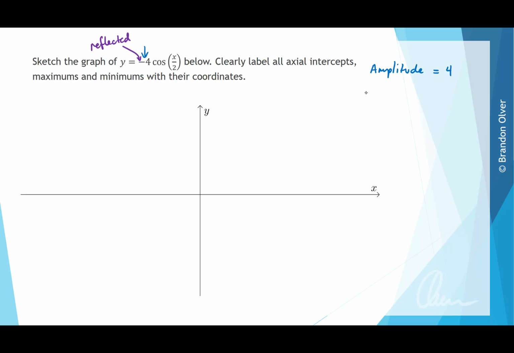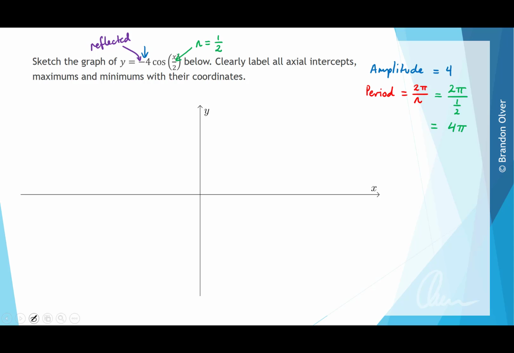The other thing we need to consider is the period. And that is equal to 2 pi divided by n, where n is the value that's multiplied by x. So in this case, n is equal to 1/2. So our period is 2 pi divided by 1/2, which is equal to 4 pi.